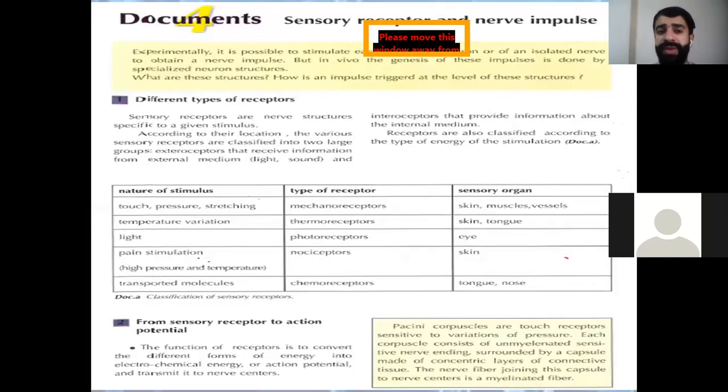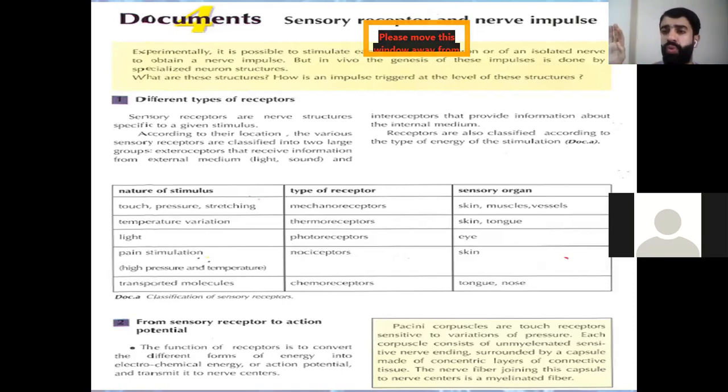So here, experimentally, it's possible to stimulate each of the points of the neuron or of an isolated nerve to obtain a nerve impulse. But in vivo, the genesis of these impulses is done by specialized neuron structures. What are these structures and how is the impulse triggered at the level of these structures? Let's start with the different types of receptors. Already we talk about these sensory receptors. They are nerve structures. They are specific to a given stimulus.